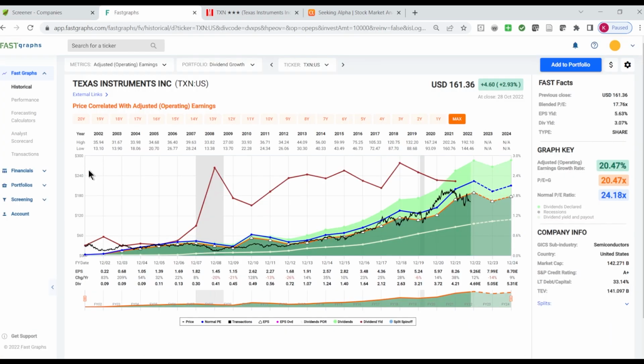So now let's move on to FastGraphs. FastGraphs is the number 2 app that I like to use. You can see here it is very visual. I love the visual aspect of this app. There's a lot of things in this chart.